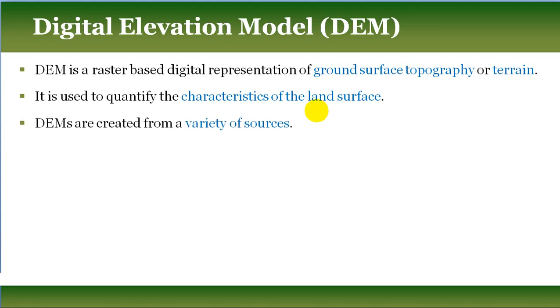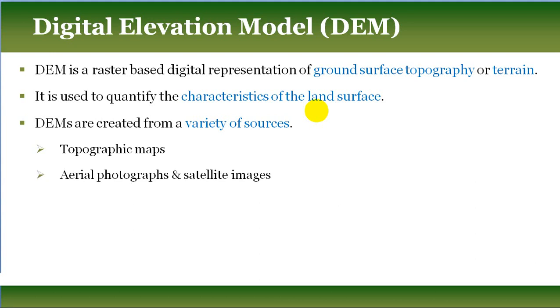Now, DEMs can be constructed from a variety of sources. We can create a topographic surface or terrain with the help of a variety of data sources. Some of them are topographic maps. If you have topo sheets or topographic maps which represent contour lines, then from this topographic map you can prepare a DEM.